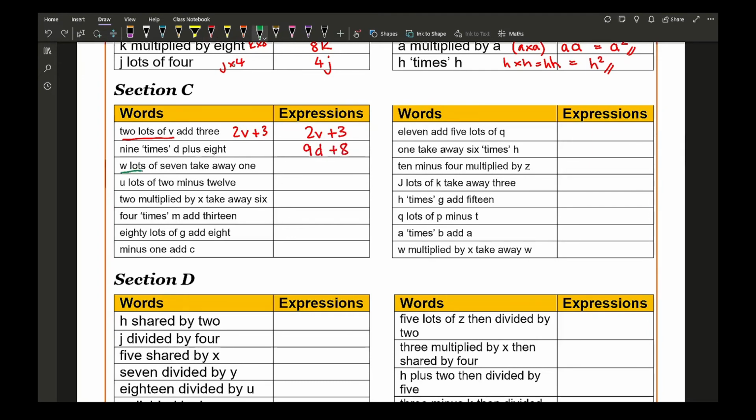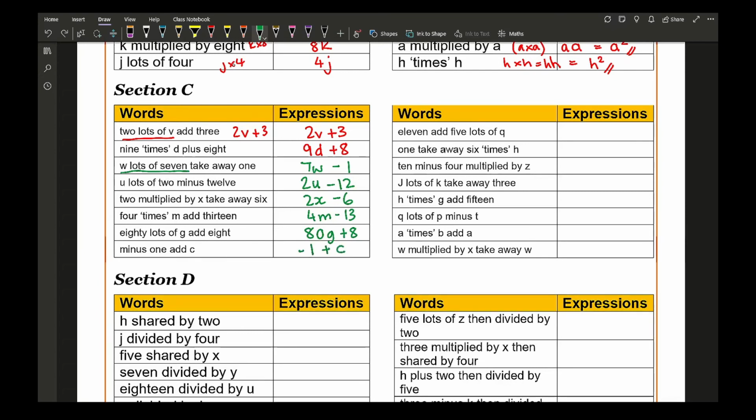So I've got to do w lots of 7, so that's 7w minus 1. U lots of 2, so that's going to be 2u minus 12. 2 multiplied by x, that's going to be 2x, and then take away 6. 4 times m, which is 4m minus 13. 80 lots of g, so that's going to be 80g plus 8. Minus 1 plus c, so that's minus 1 plus c.